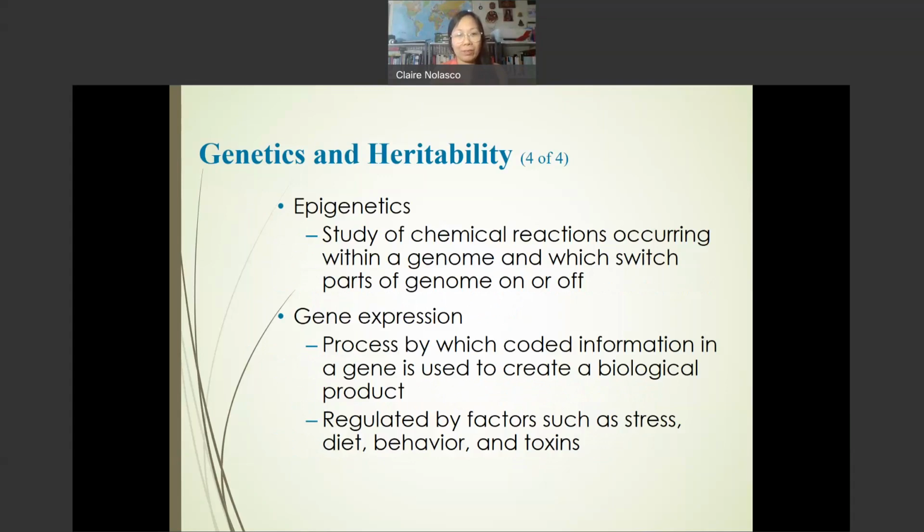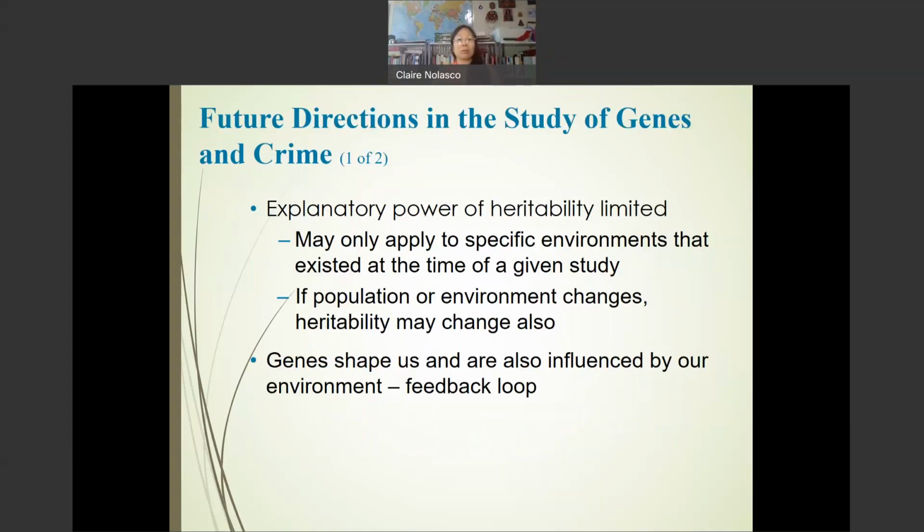What is epigenetics? Epigenetics is a study of chemical reactions occurring within a genome and which switch parts of the genome on or off. On the other hand, gene expression is a process by which coded information in a gene is used to create a biological product. It is regulated by factors such as stress, diet, behavior, and toxins.